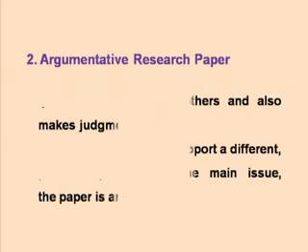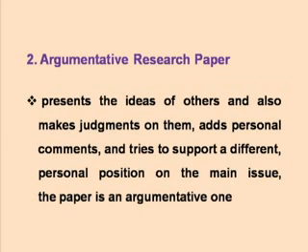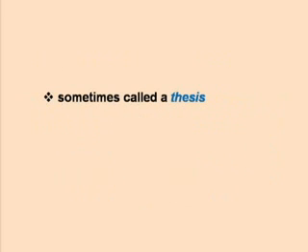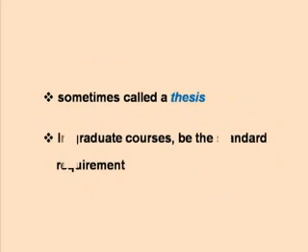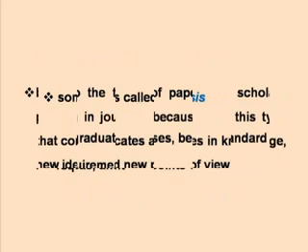2. Argumentative research paper. When the writer presents the ideas of others and also makes judgments on them, adds personal comments, and tries to support a different personal position on the main issue, the paper is an argumentative one. It is sometimes called a thesis in graduate courses. This is the standard requirement.